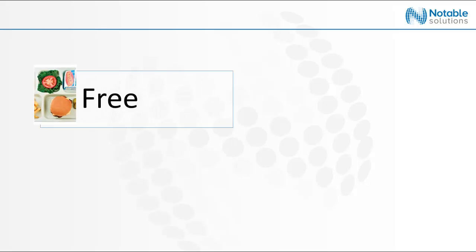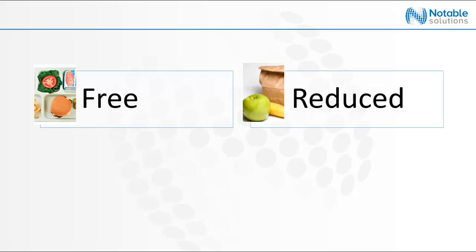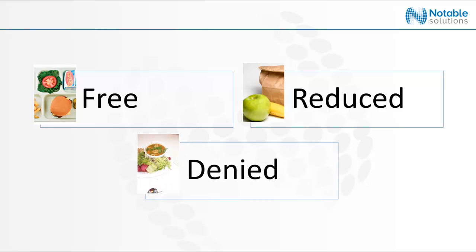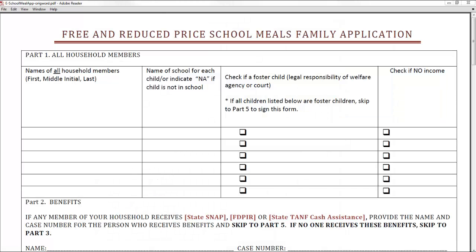There are three tiers of eligibility: free for students whose parents' income is 130% or less than the poverty line and any other special cases; reduced for students whose parents' income is 180% or less, and denied for all other students. At the beginning of every school year, Jane is responsible for distributing an application for free and reduced price school meals to all families.